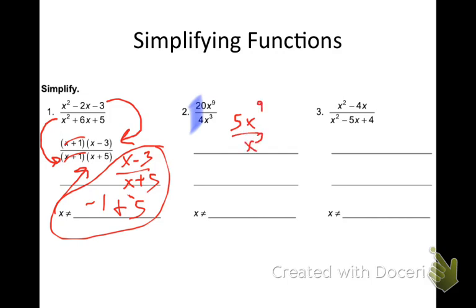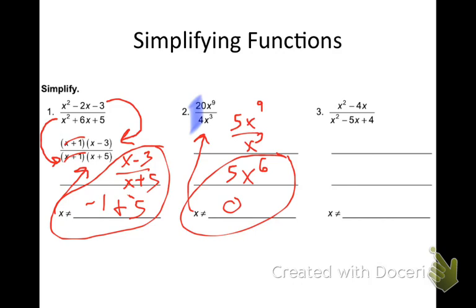And then I simplify my exponents. So x to the 9th over x to the 3rd really gets me x to the 6th. So I have 5x to the 6th. Okay. And now I look back to my original. What values can x not equal? 0. So I get 5x to the 6th, and x cannot equal 0.